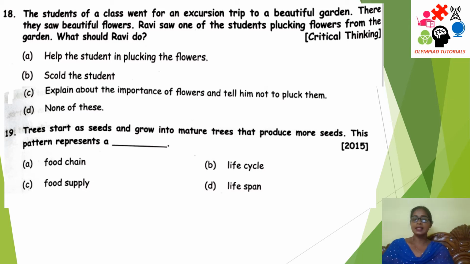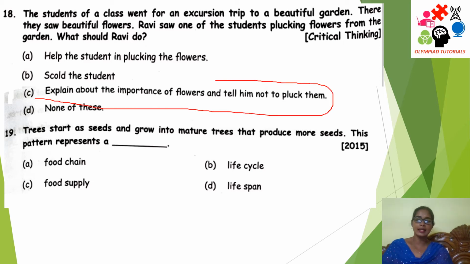So unnecessarily, if you pluck the flowers, then you will not get the seeds. And if you will not get seeds, then you will not get new plants. So here Ravi will explain about the importance of the flower and tell them not to pick them. Okay, so your option number C is going to be the correct option.